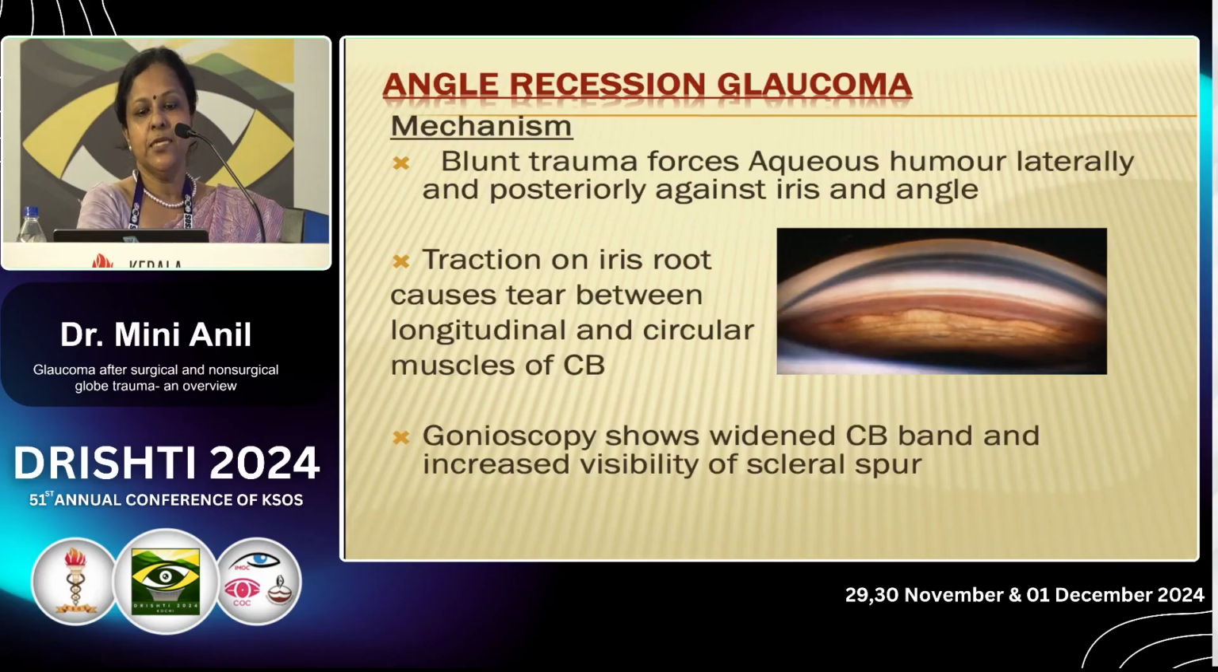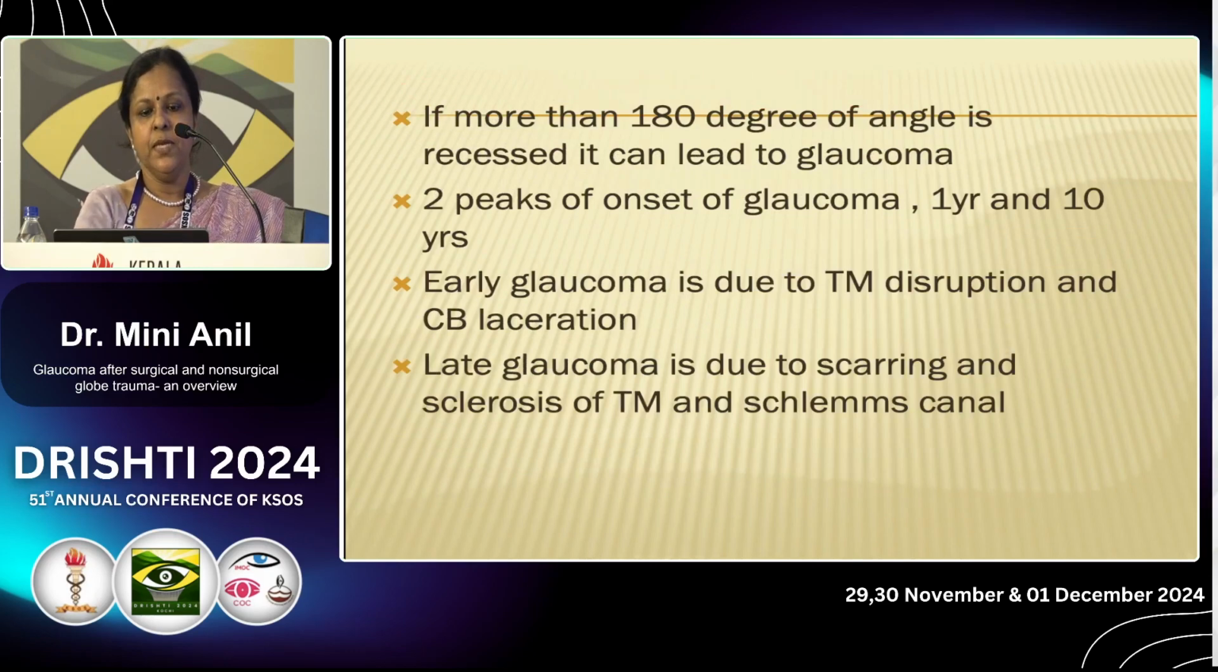Now angle recession glaucoma. Blunt trauma forces aqueous humor laterally and posteriorly against the iris and angle. Traction on the iris root causes a tear between the longitudinal and circular muscles of the ciliary body. Gonioscopy shows a widened ciliary body band and increased visibility of the scleral spur. If more than 180 degrees of the angle is recessed, there is more chance of glaucoma.